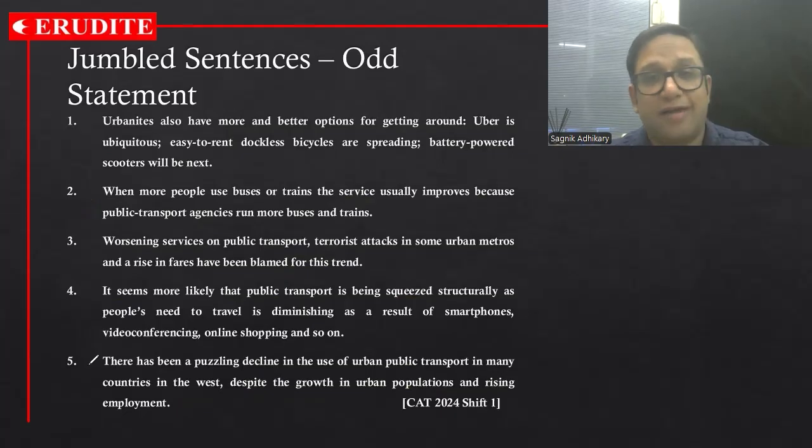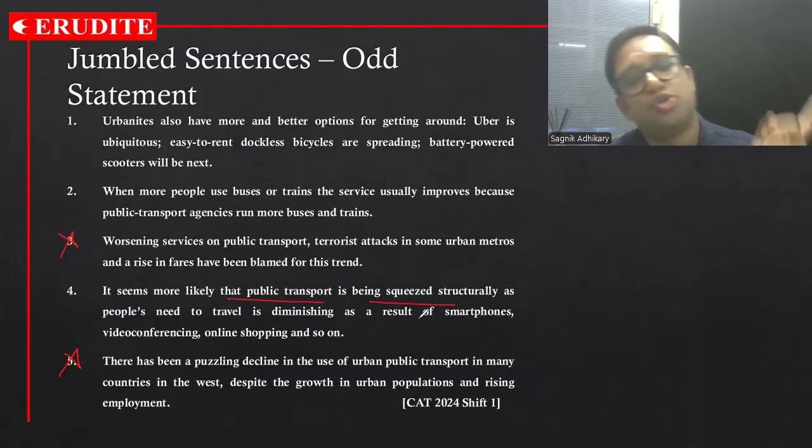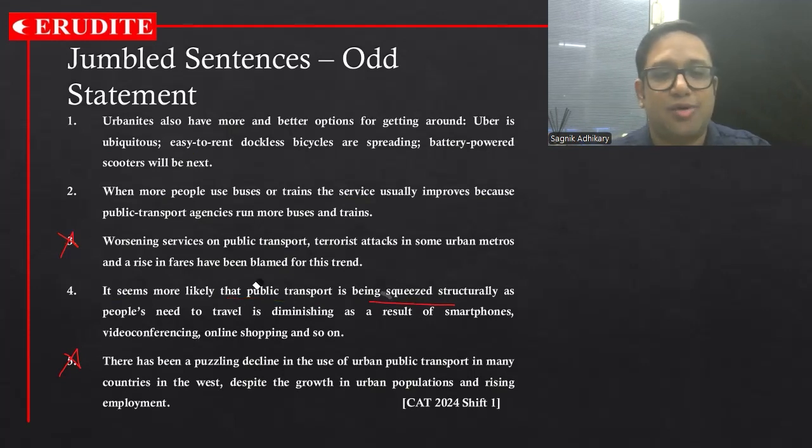Let's remember, we don't have to sequence the statements in an odd statement type question. Sometimes the sequence just appears, sometimes we can get connections, but we don't have to waste time on it. It should not take any effort on our part. So 5 and 3 are interconnected, we can rule them out. 4 is on a similar aspect, or it's talking about the same issue. It seems more likely that public transport is being squeezed. So another reason why there is a trend towards lower use of public transport, clearly 4 is also not the answer. 4 is connected, we can rule it out.